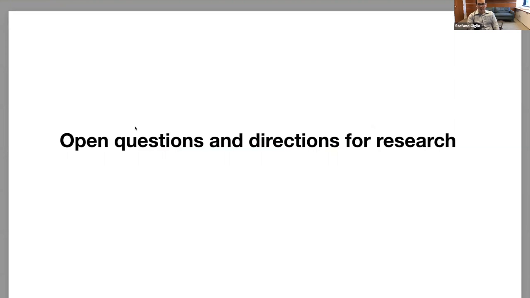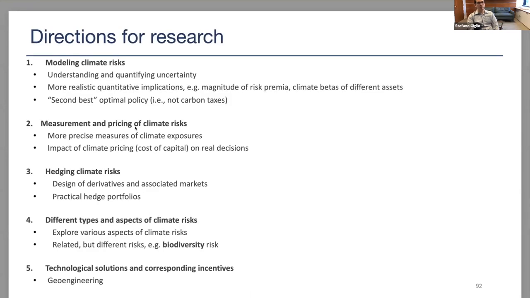Okay, we have 5 minutes. I know it's been a lot of talking from my side. Let me just close with one slide on directions for research. I think I already talked a lot about what is really needed on the modeling side. First, all this work that Lars is doing on uncertainty needs to be greatly expanded. There's a lot more to be done there, especially in quantifying this uncertainty, and in linking the quantitative models to all this empirical work that we've been doing.